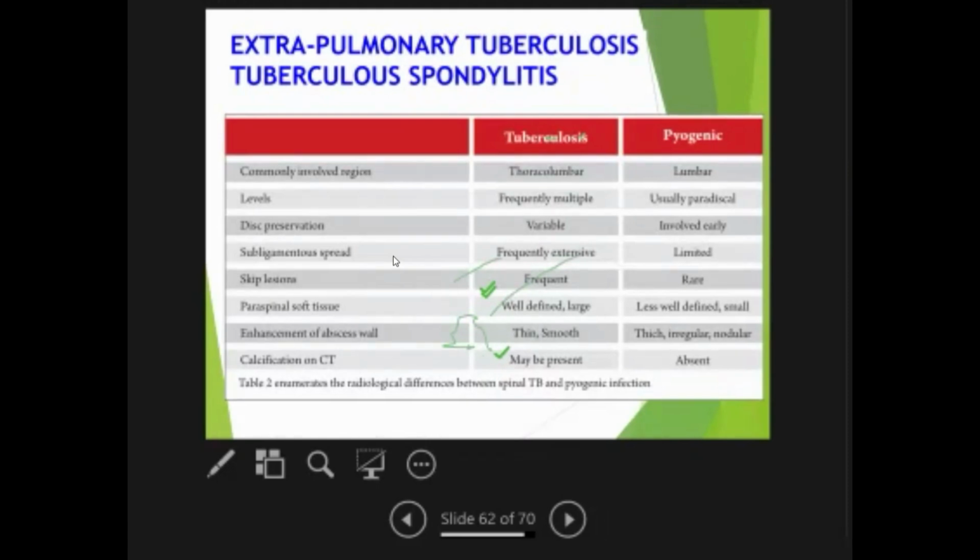So that is the TB and pyogenic comparison. TB is common in the thoracolumbar or thoracic area, and pyogenic is lumbar. The levels are frequently multiple in TB, whereas in pyogenic it is usually one. The disc is usually preserved in TB, but it is affected early in pyogenic infections.